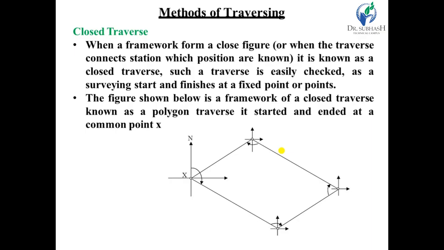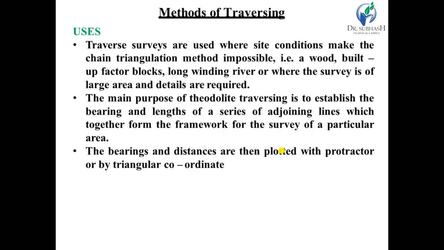The figure shows that the closed traverse is a polygon traverse. Now, what are the uses? Traverse surveys are used where site conditions make the chain triangulation method impossible, like a long widening of a river, or where the survey is of a large area and details are required.